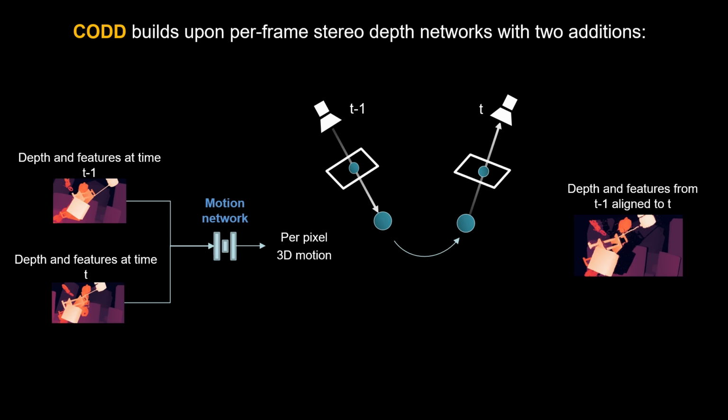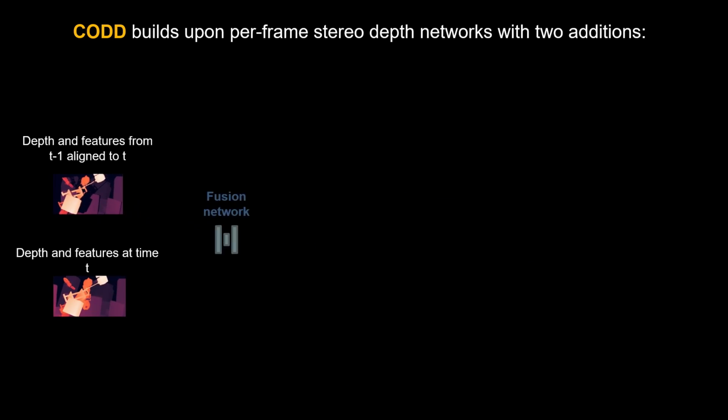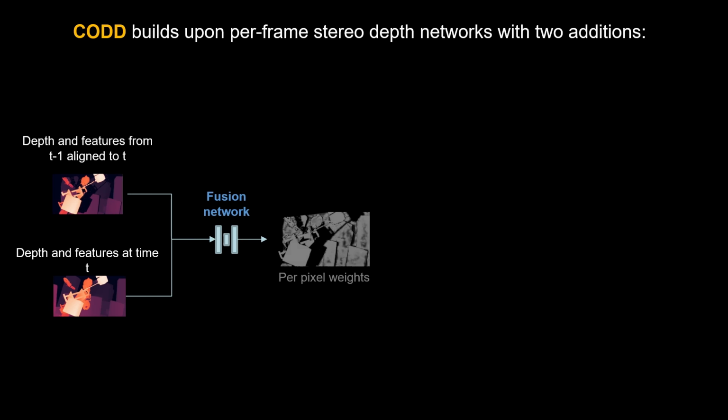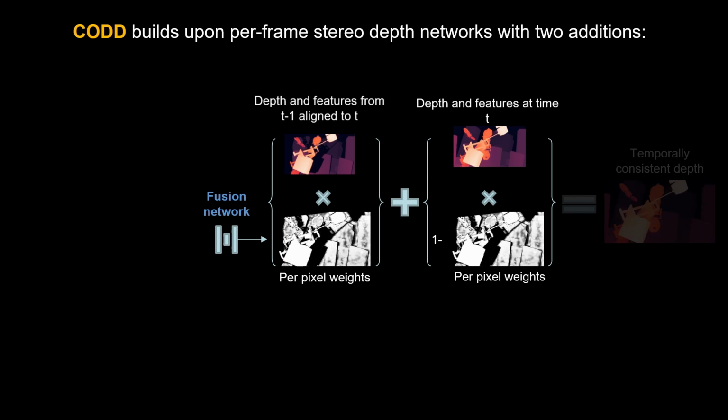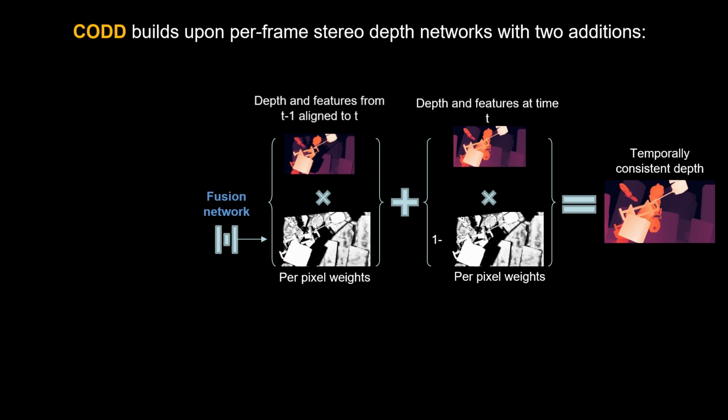This process is done via differentiable rendering for end-to-end optimization. This process is not only online, which requires only past estimate, but also is able to accommodate all kinds of dynamics. We then introduce a fusion network, which regresses per pixel weights given the aligned estimates. We then use the learned fusion weights to aggregate the estimates, generating temporally consistent depth.